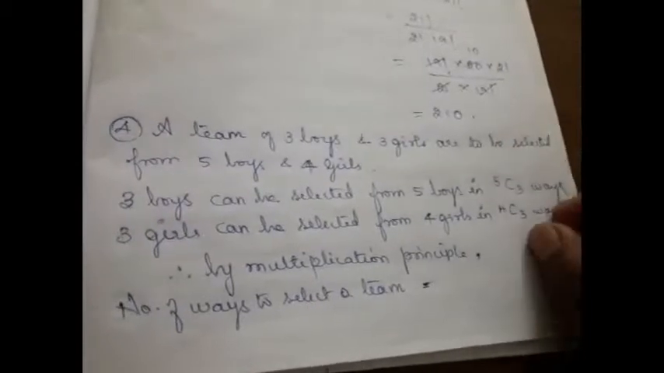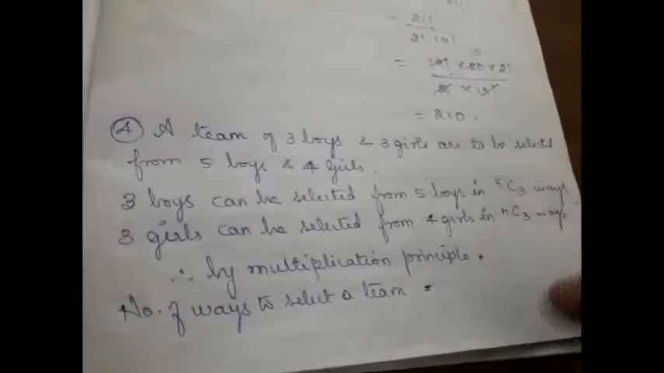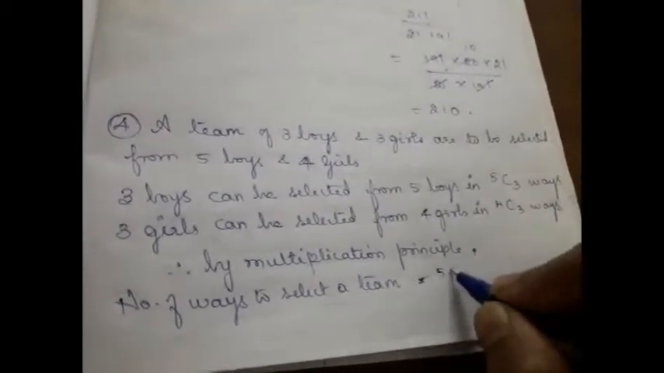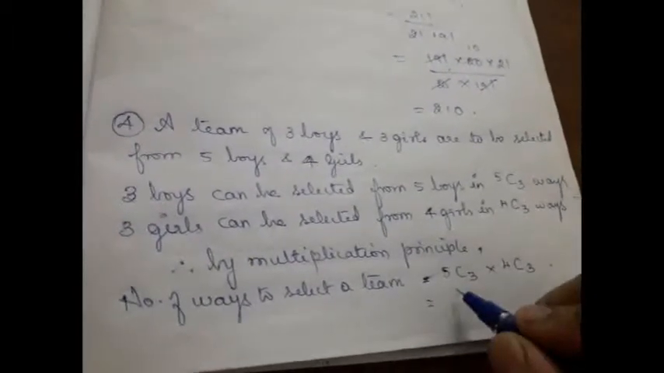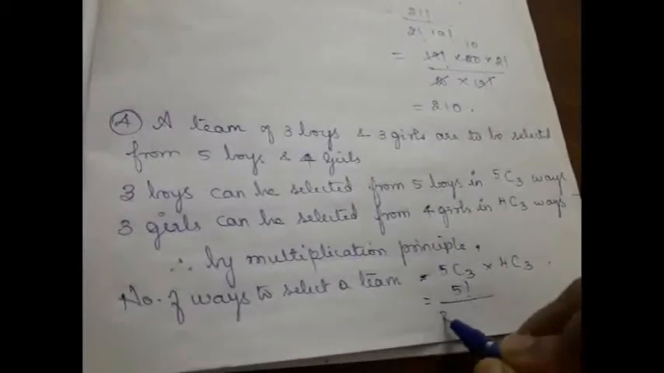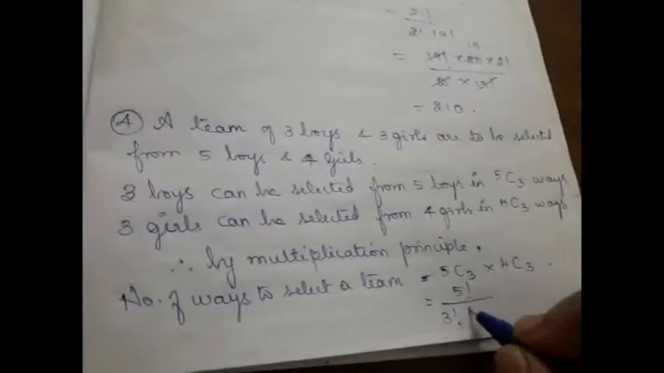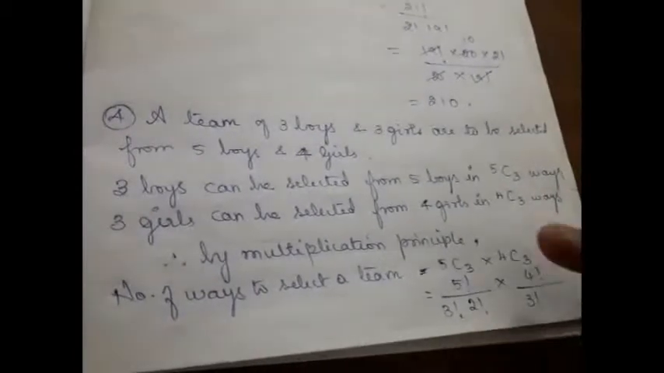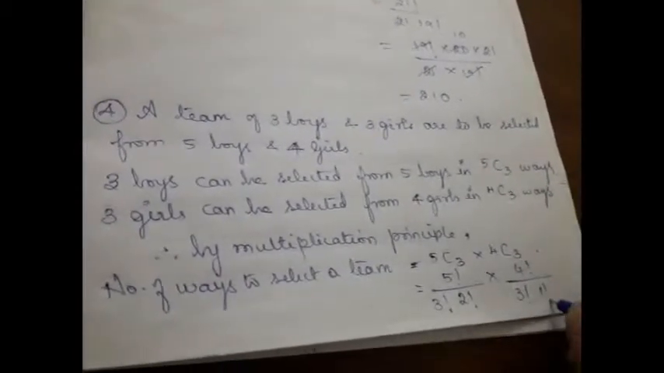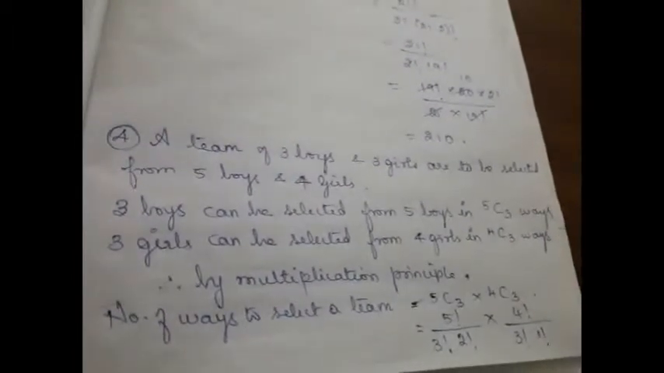Therefore by multiplication principle, this will occur first and then this will occur next. So what should you do? These two should be multiplied. So the number of ways to select a team is 5C3 multiplied by 4C3. What is the formula for 5C3? n factorial divided by r factorial into n minus r factorial. So 5 minus 3 is 2 factorial, into 4 factorial divided by r factorial into n minus r factorial. 4 minus 3 is 1 factorial. Right? Now let us simplify this.